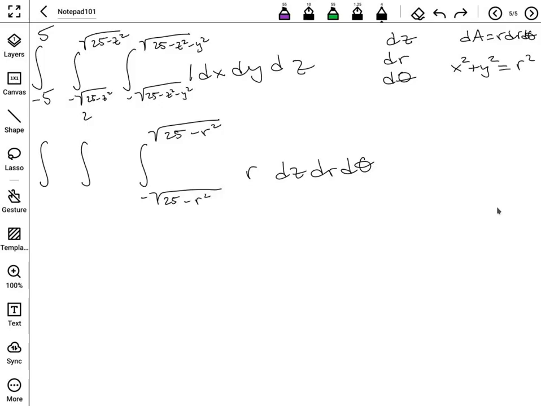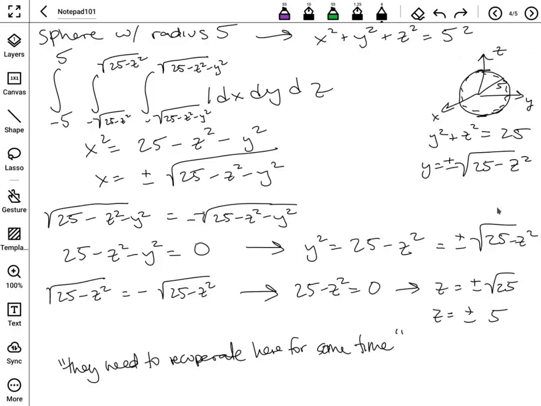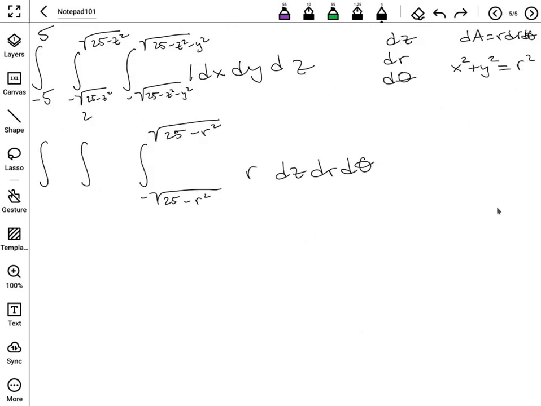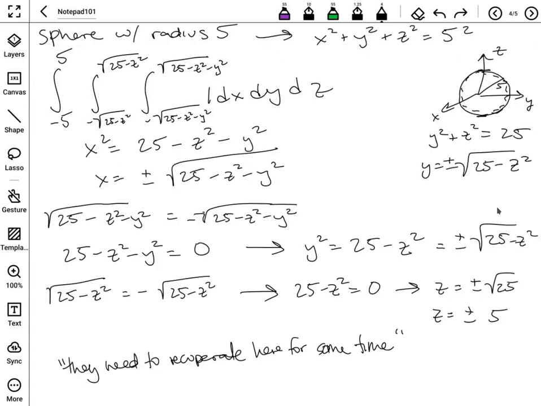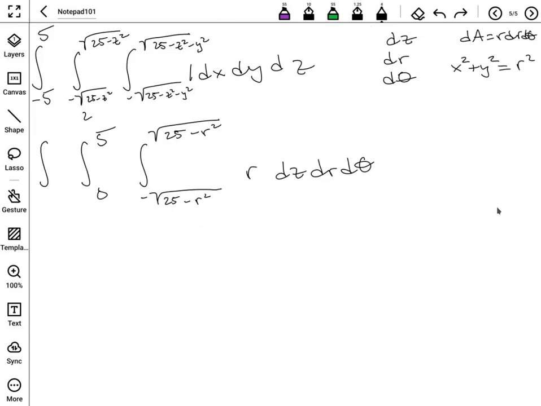And then r is like my radius in the xy plane. The sphere has radius 5, so I know that r goes from 0 to 5. And I'm covering the whole sphere, like I take a whole circle whenever I take a slice of the sphere. So I know that my theta goes from 0 to 2 pi. I rotate all the way around the xy plane when I'm covering my sphere.